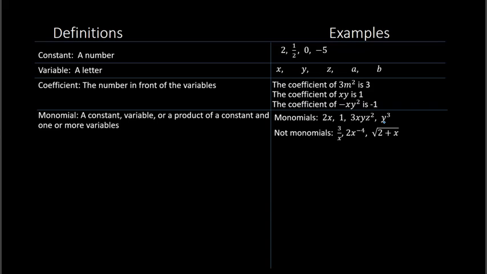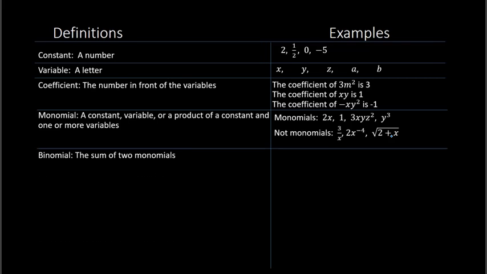All right. So examples of not monomials would be, instead of a product, instead of things being multiplied, if you had division, for example, so 3 divided by x, or negative exponents with the variable, because that means division. x to the -4th power means that we have 1 divided by x to the 4th power. And then here with the radical, with the square root and the variable inside, that would not be a monomial.